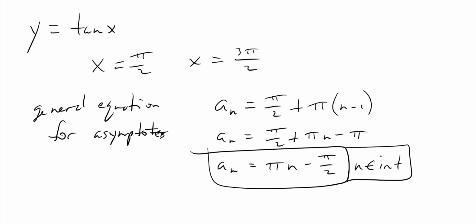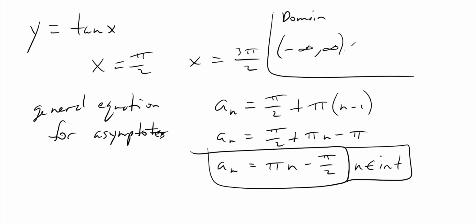So now I ask for your domain. Let's see here, I can write this up here. This is the domain. You're going to say negative infinity to positive infinity, just like secant and cosecant. X is not equal to pi n minus pi over 2, n is an integer. Here we go, that's your domain. That's not bad. As soon as you find that general equation for the asymptote, that's your domain, except not equal to that value, of course.